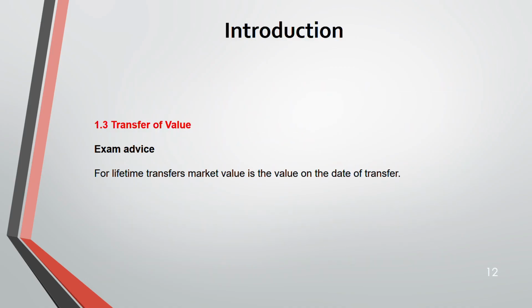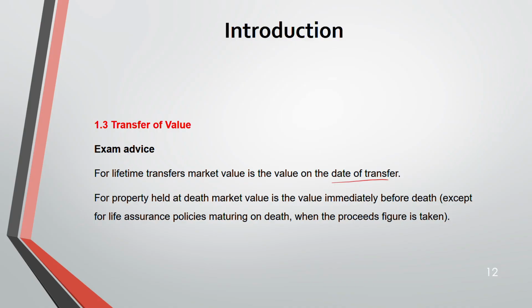Now, some exam advice. For a lifetime transfer, market value is the value on the date of transfer. If it's a lifetime transfer, we'll see the value on the day of transfer. It will be given to you in the exam. For property that is held at death, your market value is the value immediately before death, except for a life assurance policy maturing on death, where the proceeds figure is taken. If it's a life assurance policy, you have to see the proceeds.